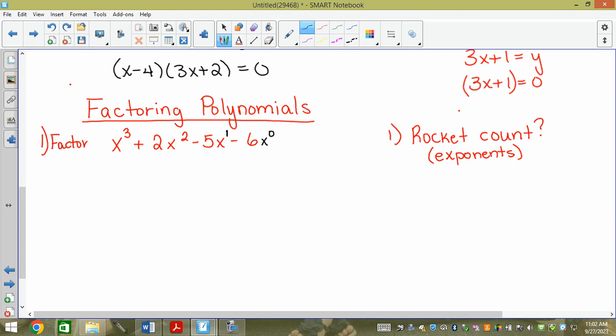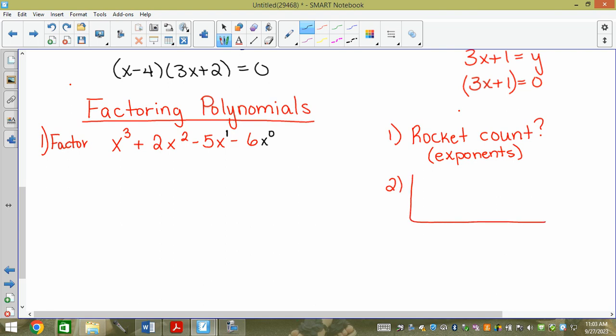Now, factoring results in x-intercepts. We said that, right? That's what we learned last year. Factoring results in x-intercepts. So can I use x-intercepts to help me with factoring? Yeah, x-intercepts are basically one step away from factoring, right? You just work your way back to get your factor. So, number 1, we rocket count. Number 2, we set it up.